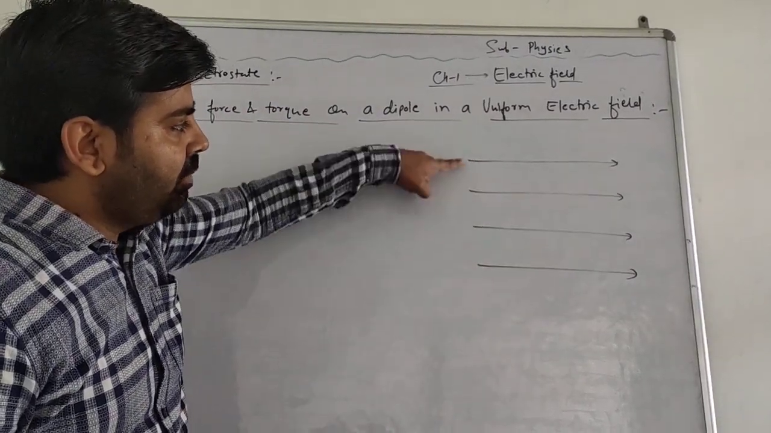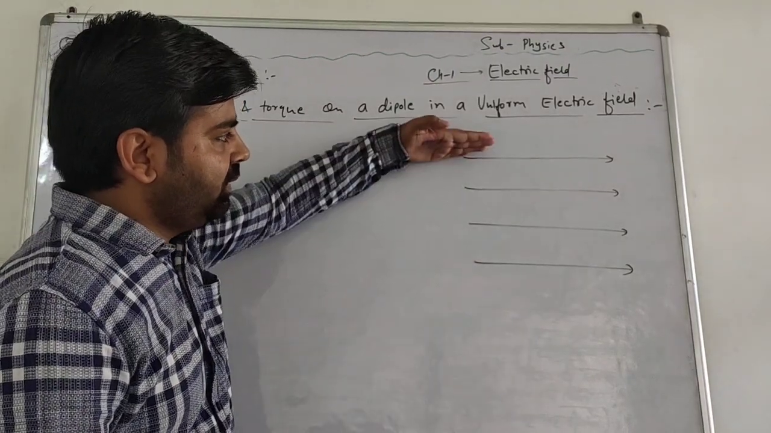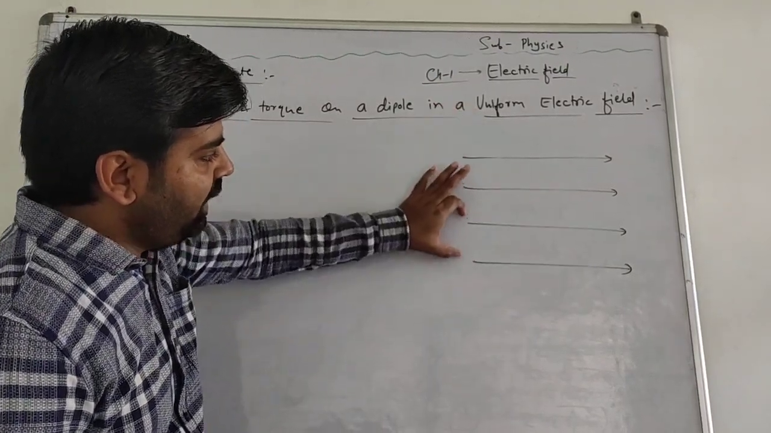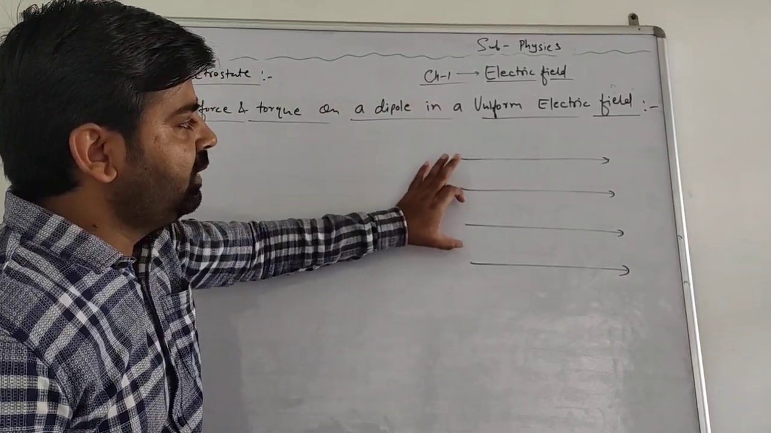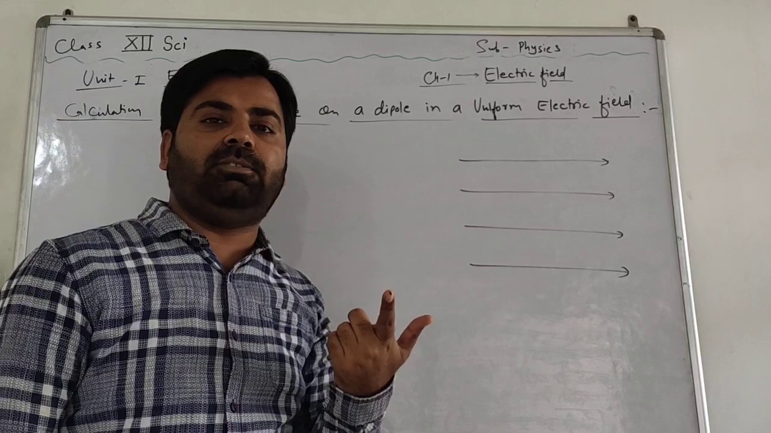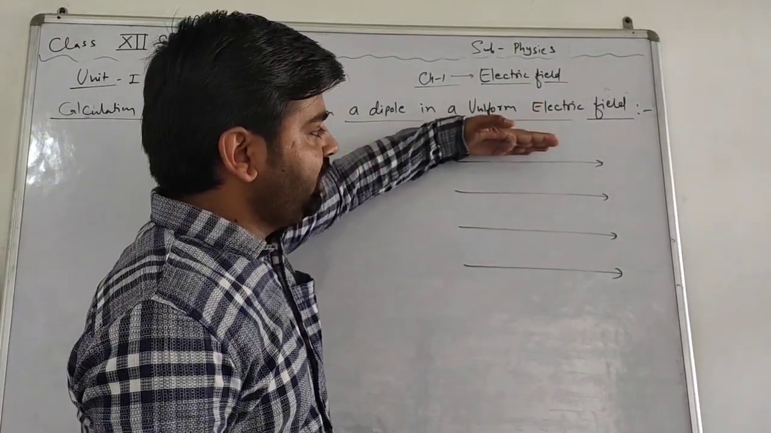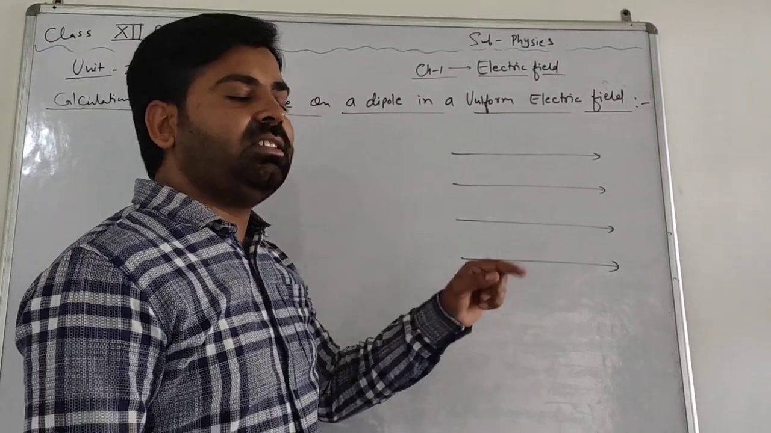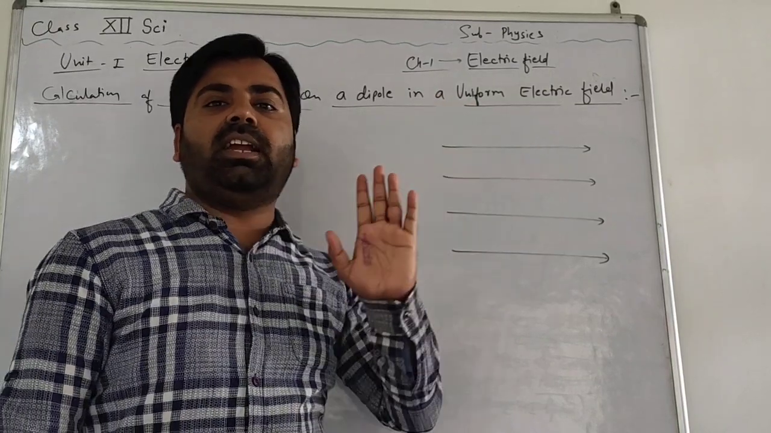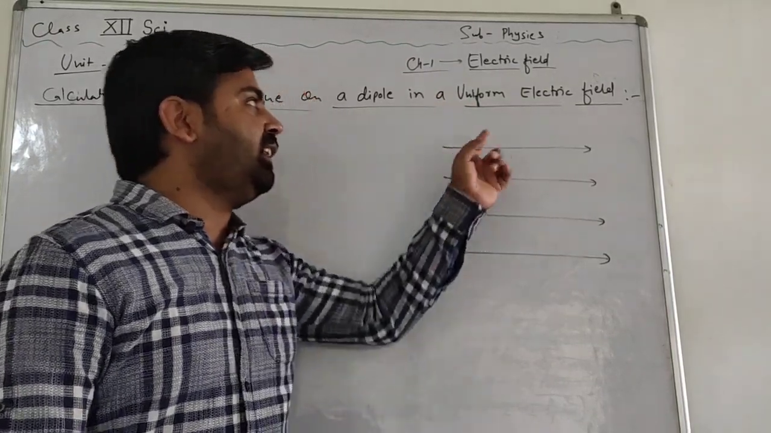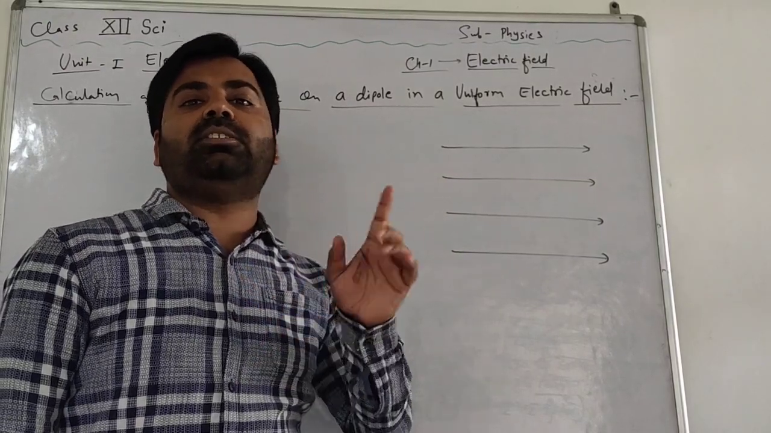The field lines are parallel to each other and the distances between field lines are equal. The distances between field lines denote the magnitude of the electric field, and the parallel field lines denote its direction. As the electric field is a vector quantity, it has both direction and magnitude.